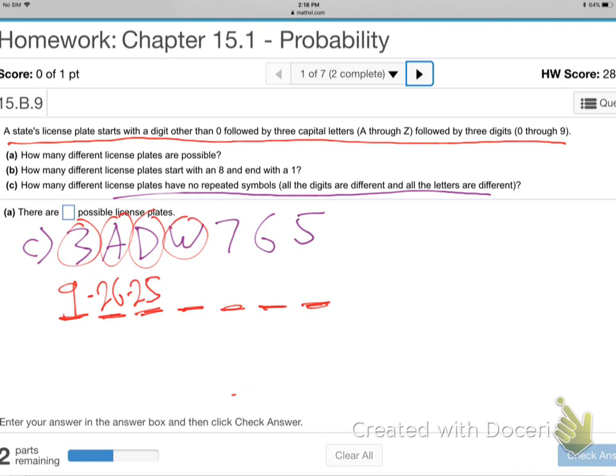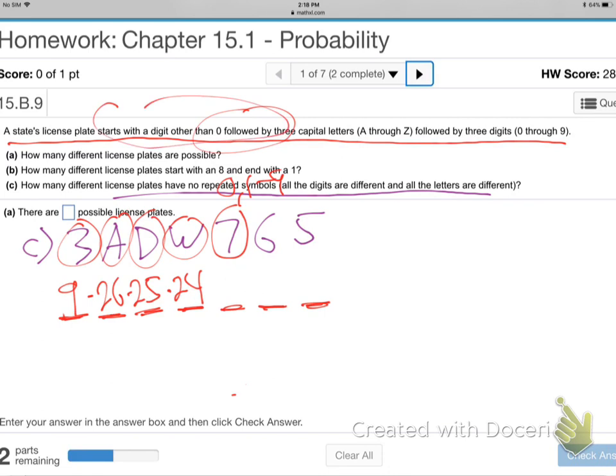How many options? 24, because I was not free to choose A nor D. I only had 24 letters left to choose from, right? Next, I chose the 7. How many options? 10. Very good. Because there's 0 and 1 through 9, which is 10. You can choose the 0 now, right? Because the 0 just couldn't be in the first spot. Starts with something other than 0.